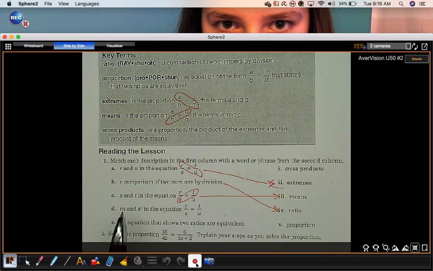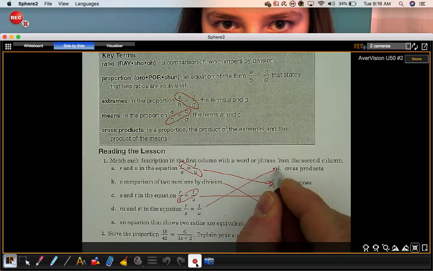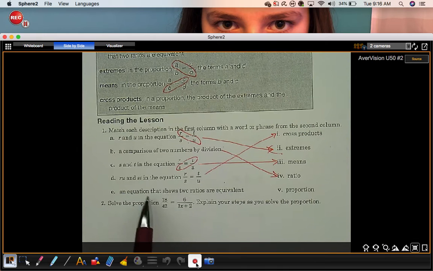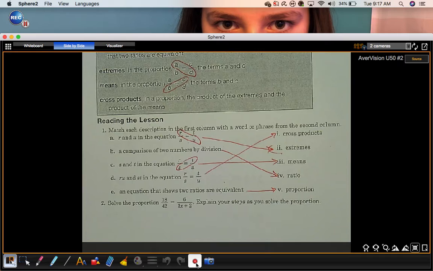Part D says RU and ST in the equation. So RU is referring to R times U. ST is referring to S times T. Those are your cross products. An equation that shows that two ratios are equivalent is a proportion.